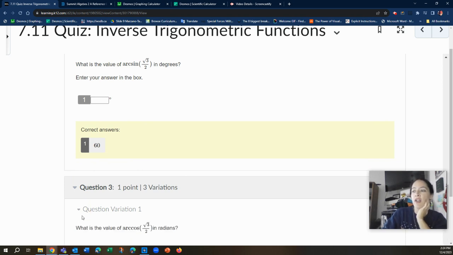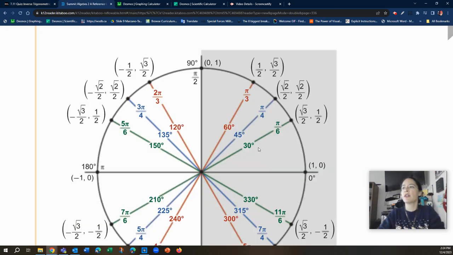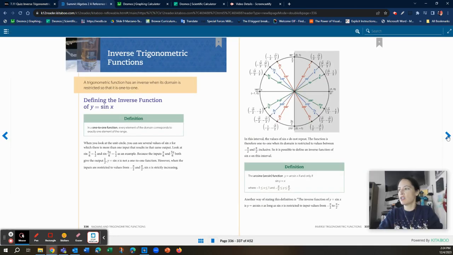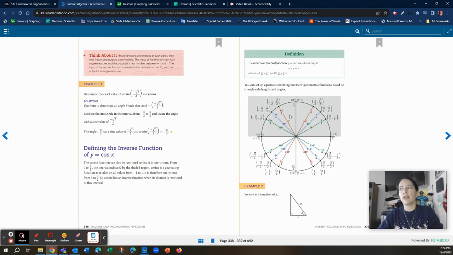What is the value of arc cosine? So now we're looking at cosine root 3 over 2. So let's go to our book. We're going to go to the next page so you can see the cosine domain and range. So now the inverse cosine function, the arc cosine function, is going to spit out values from 0 to pi. So the angle measure will be positive 0 to positive 180 degrees and so forth up in here in this gray area.